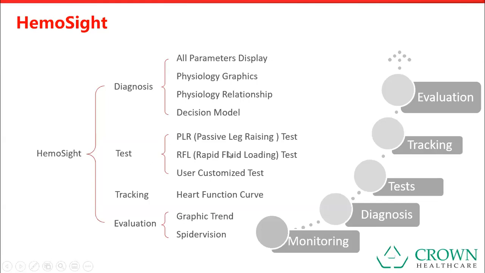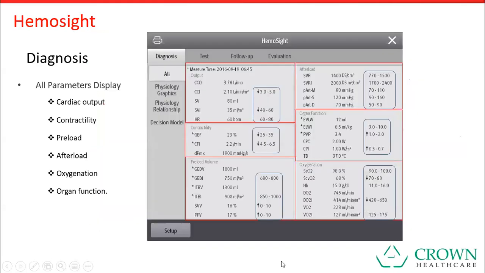Which are these tests that we do? We are able to do the passive leg raising test, which all of you know, and rapid fluid loading, to test if the patient is fluid responsive or not. And then from there, we need to do tracking by looking at the heart function curve. And Dr. has talked about the Frank-Starling curve. And then lastly, evaluation. So in diagnosis, we look at the cardiac output parameters, contractility, preload, afterload, oxygenation, and organ function.